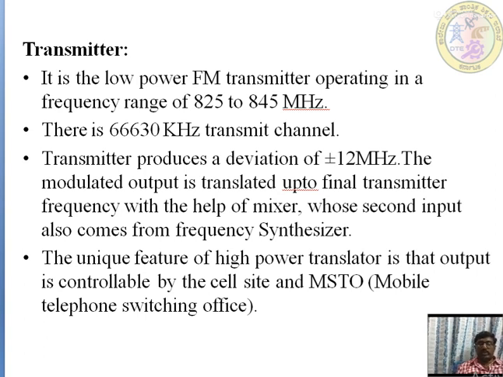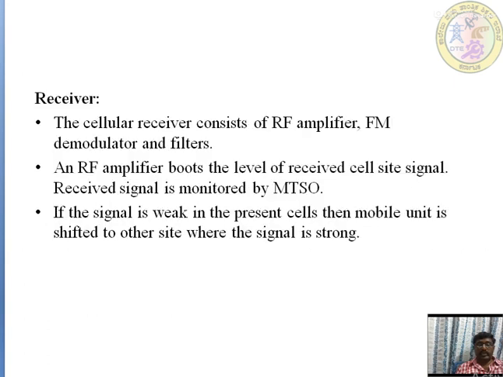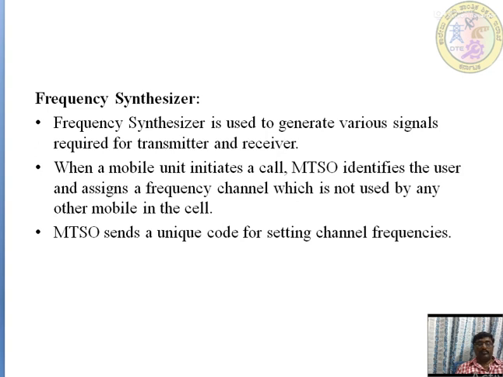The modulated output is translated up to the final transmitter frequency with the help of a mixer, whose second input also comes from the frequency synthesizer. The unique feature of the high power transmitter is that the output is controlled by the cell site at the MTSO, that is mobile telephone switching office. Receiver. The cellular receiver consists of an RF amplifier, FM demodulators and filters. An RF amplifier boosts the level of received signals, and the received signal is monitored by the MTSO. If the signal is weak in the present cell, the mobile unit is shifted to the site where the signal is strong.